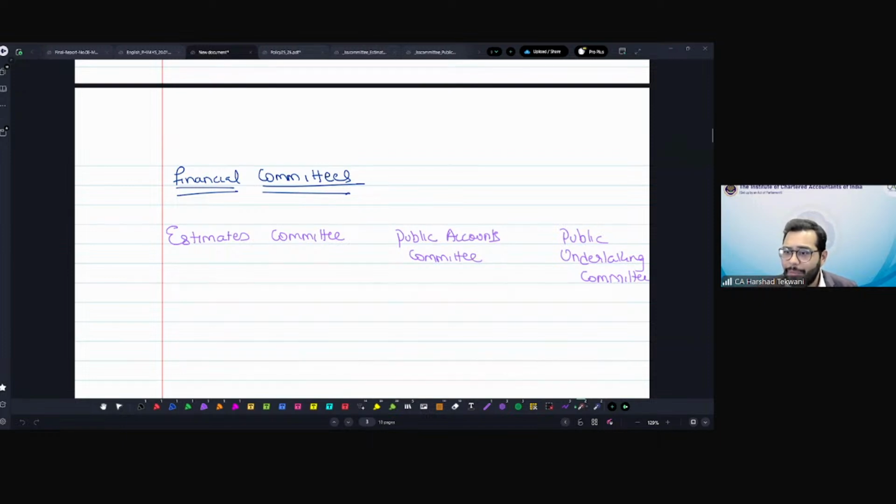Means the Estimates Committee provides the required amendment. Yes, you can say that. Yes, Jenny. So this is how the discussions happen with the financial committees, once the papers are laid. Clear with this? Just to give an overview of the role of these committees.